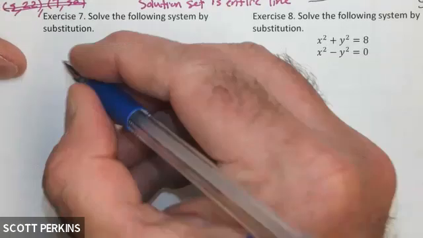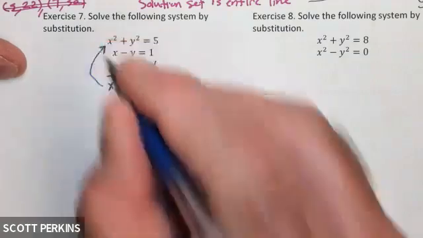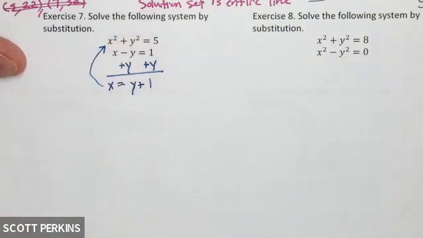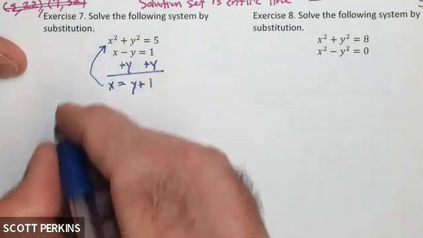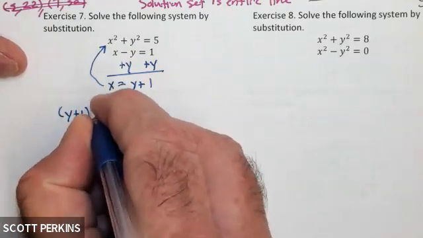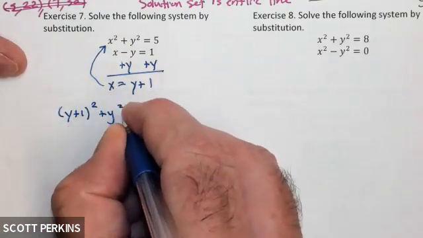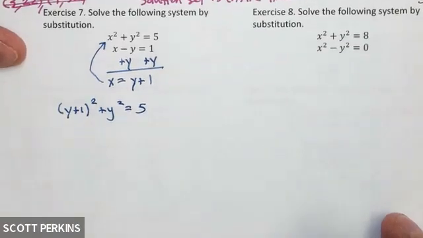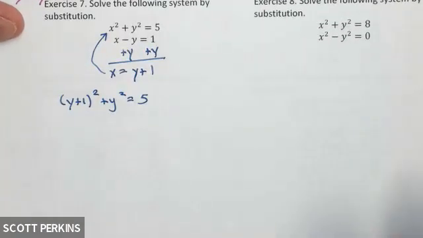Just like the last problem, I'm going to take that x value and plug it into the top equation. And so instead of x squared, I'm going to have (y plus 1) squared plus y squared equals 5. Again, I'm going to pause. Does anyone need anything? Any clarification?